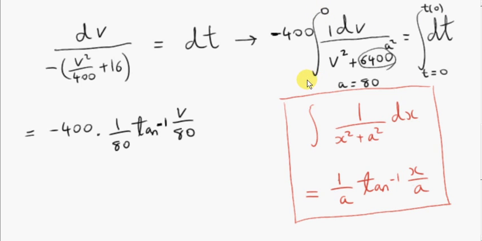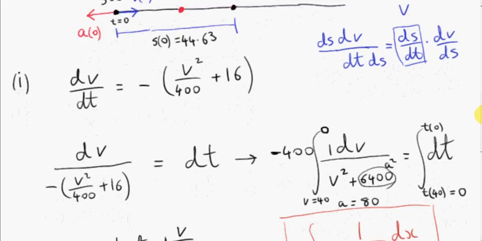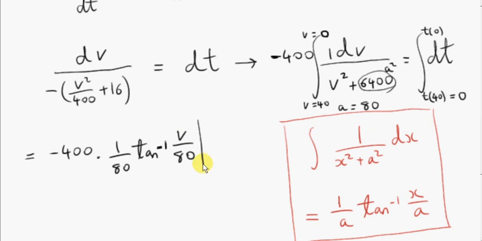The particle starts off with an initial speed of 40, and it slows down and eventually comes to rest, so its final speed is 0. So if you like, the lower limit here is the time when the speed is 40, and that time, as we know, is 0. That's the initial time. So if we go back up here, at t equals 0, the speed is 40, and we want a time when the speed is 0. So the limits on the left-hand integral are from 40 to 0. Now let's integrate dt.